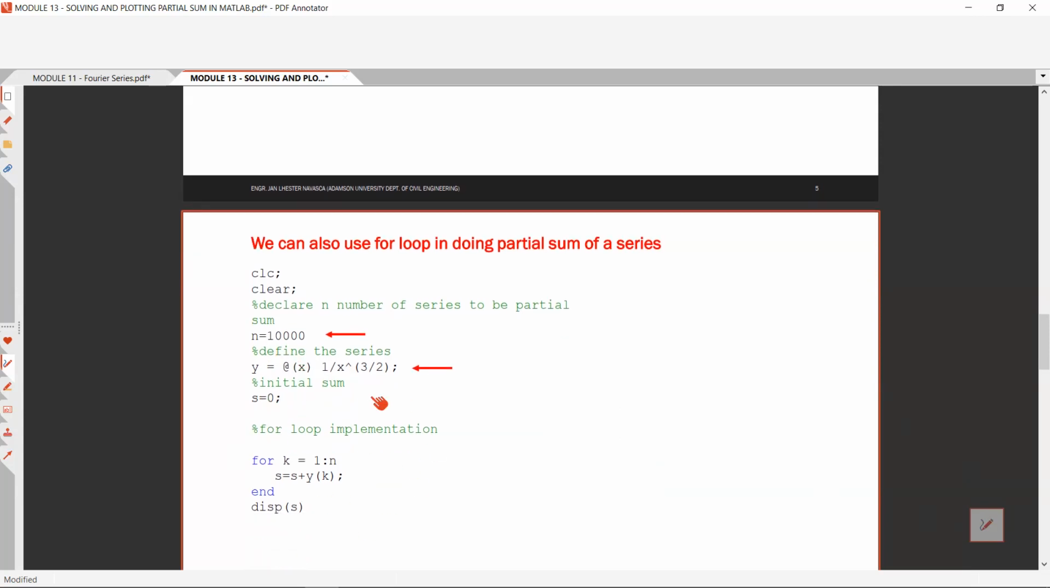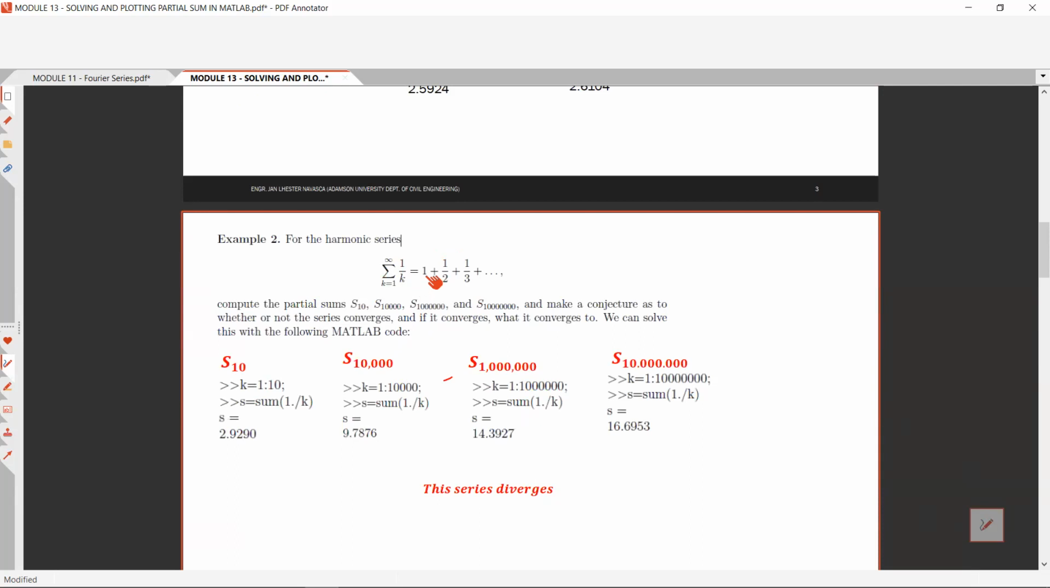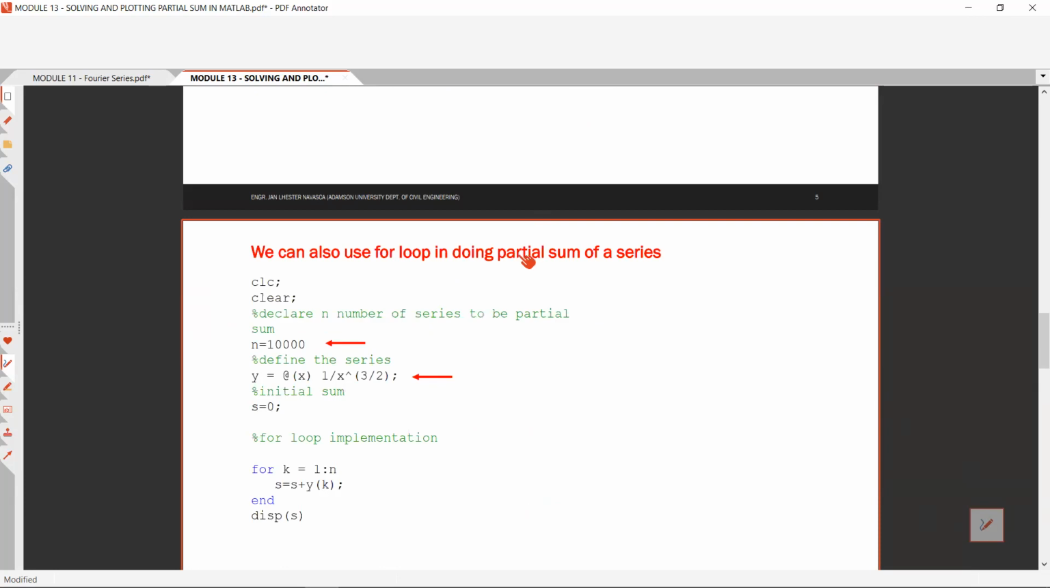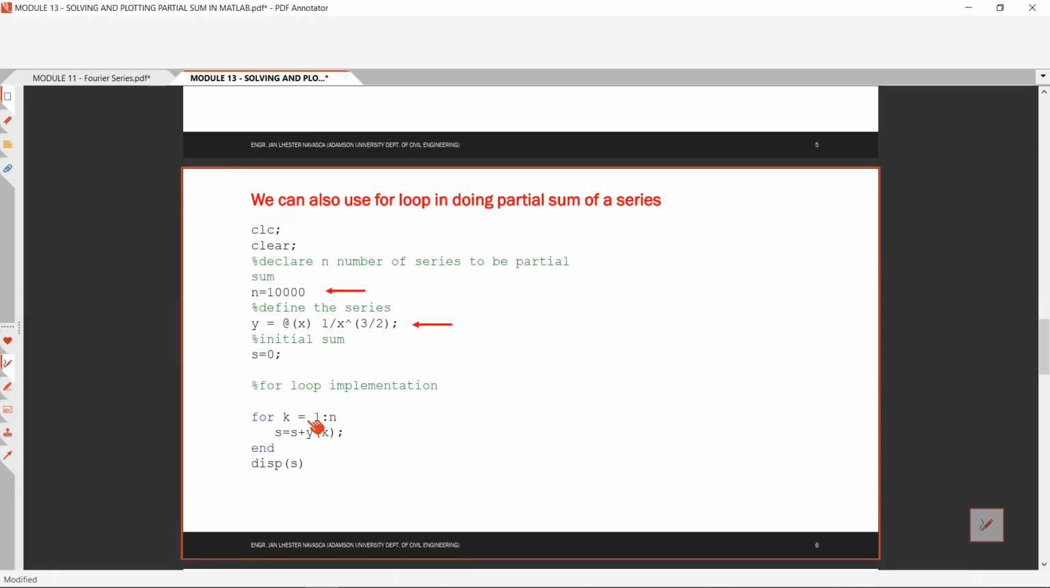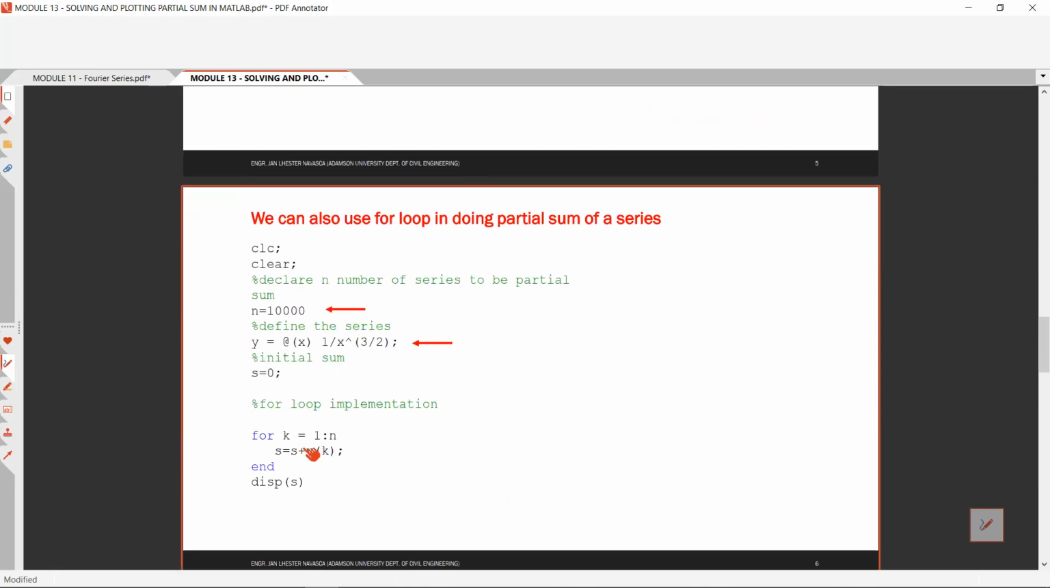Then you will implement your for loop implementation, di ba? Ang nangyayari talaga sa partial sum, you will input value of k na 1, next value of your k na 2, next value of your k na 3, so on and so forth, then ipapag-add mo. So para din talaga siya sa trapezoidal or yung area under the curve na ginawa natin. Okay? So this is for k equals 1 to n, s equals s plus y of k.